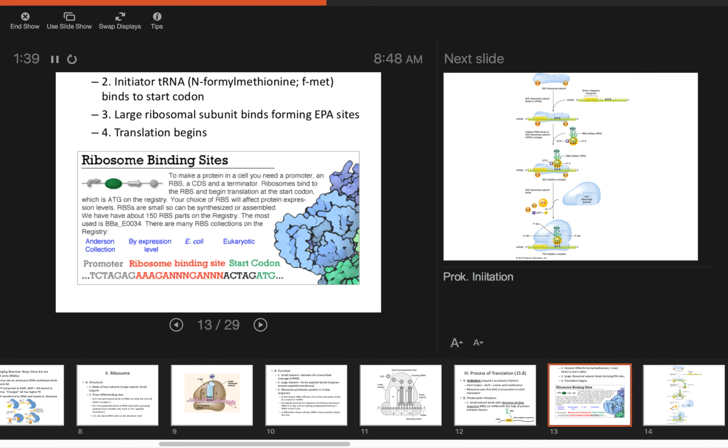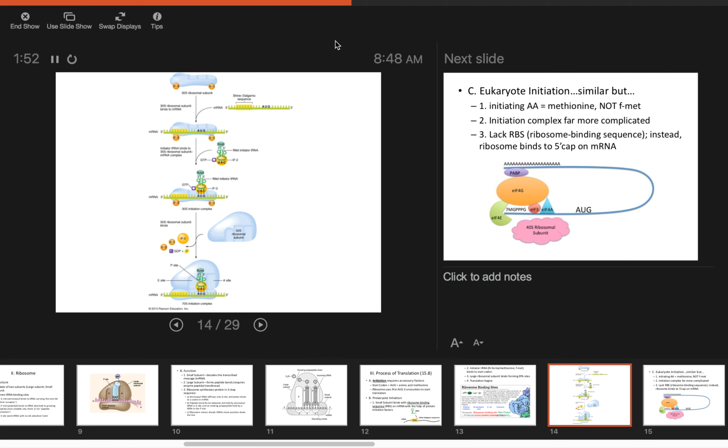Another difference, the large ribosomal subunit binds, forming the E, P, and A sites. So how the ribosome comes together on the mRNA is slightly different. But then after that, very similar processes. So here's a diagram showing how it happens. The small subunit recognizes the RBS, then the mRNA will come in, and then you get fMet first, and then the large ribosomal subunit will come in. So it's just a different setup than what I just showed you with eukaryotic. But I'm pretty sure all you really have to know is fMet and RBS.